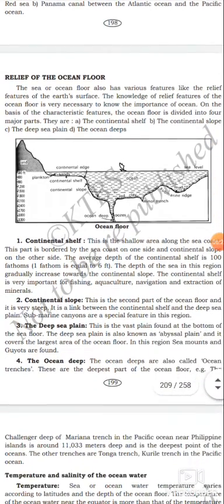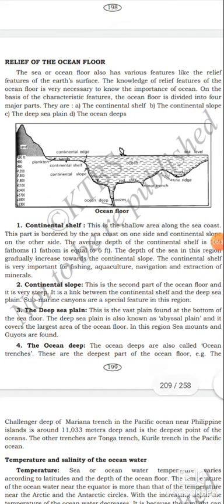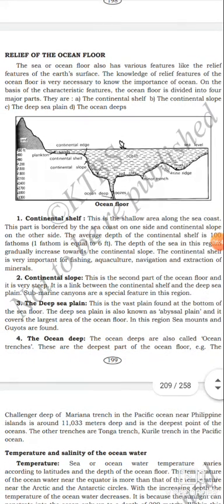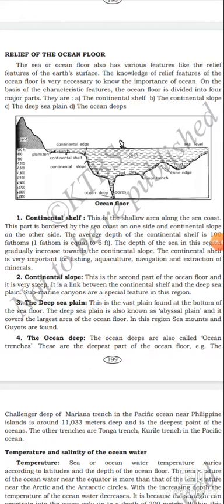Let us see now relief of the ocean floor. Relief means features of the ocean floor. Floor means inside the ocean, under the ocean. Let us see now features of the oceans or relief of the ocean floors. The sea or ocean floor also has various features like the relief features of the earth's surface. The knowledge of relief features of the ocean floor is very necessary to know the importance of ocean.